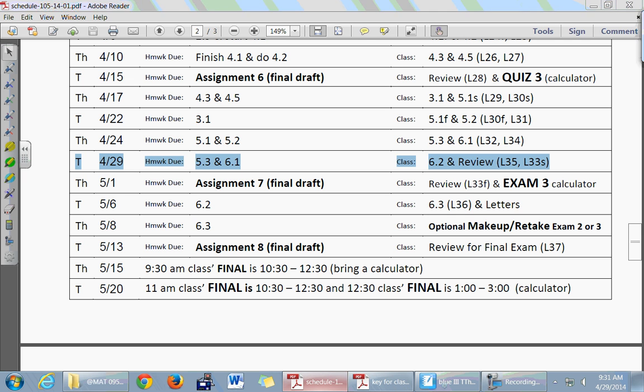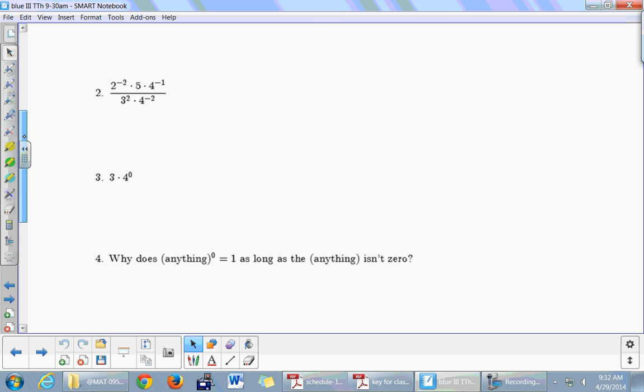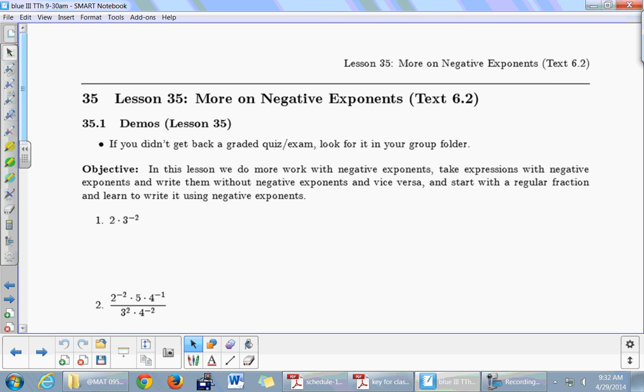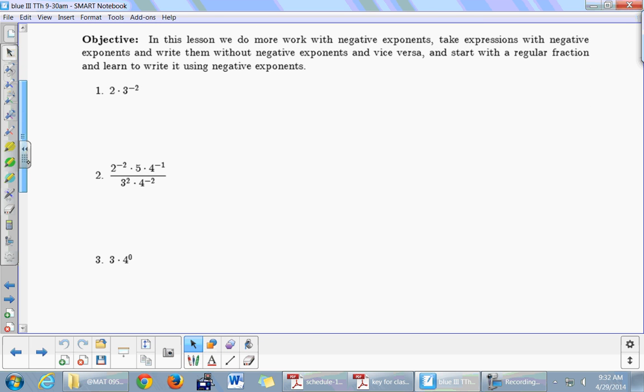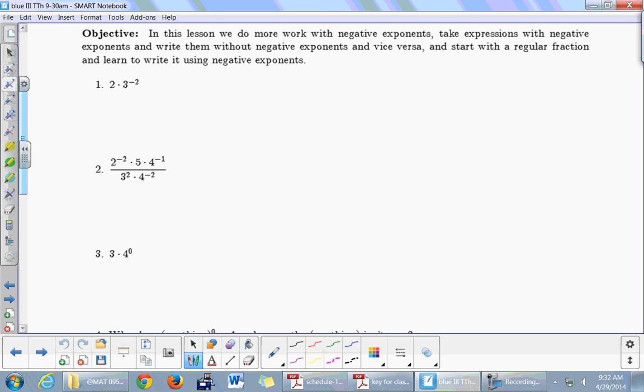Okay, then let's jump in on page 267. And we'll go to Annika for the objective. Thank you. Let's take a look at number 1 here. We're trying to do 2 times 3 to the negative 2. So first thing I will refresh your memories about negative exponents.